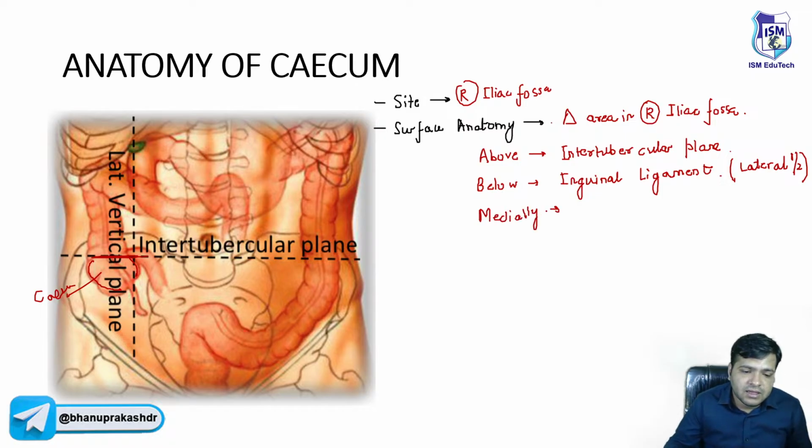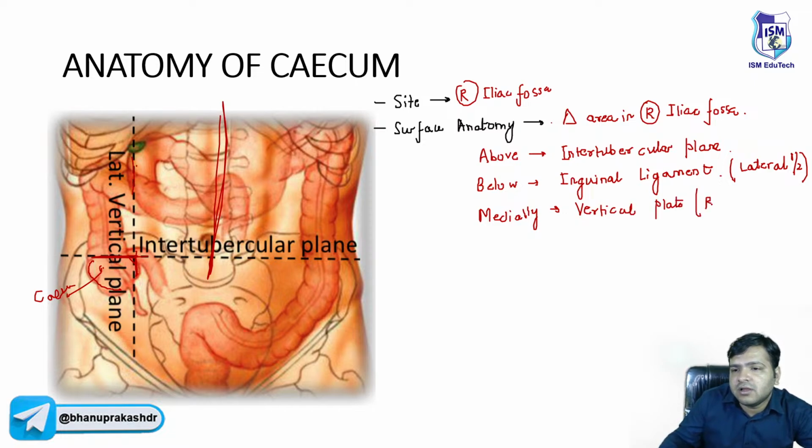Medially we have the vertical plane. You can see the vertical plane, beta, coming from top to bottom. The body's midline is this, so it is towards the midline. The cecum is here, so what is present medial to the cecum? Remember, it is the right lateral vertical plane.